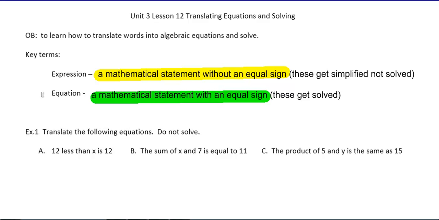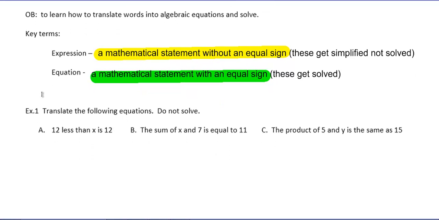So in looking at this problem, remember the words from yesterday. If you need yesterday's notes to review, that's something you could always do on your own. Yesterday we saw a problem that looked like this. It said 12 less than x, and it stopped. Today we have this big word, is, right there. Is is the biggest word in math.